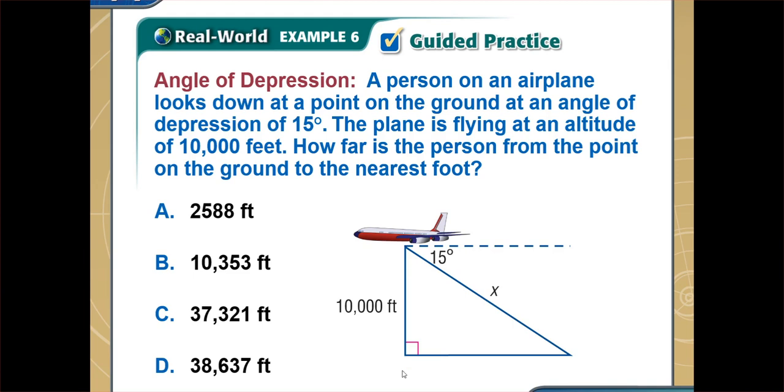If you look at our right triangle, the x is our hypotenuse. Inside the right triangle, we don't know the acute angle yet. We only know the right angle. We know x is the hypotenuse, so you need to find either one of these two acute angles.